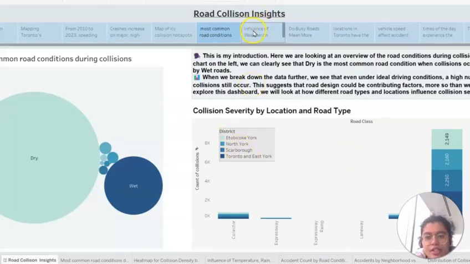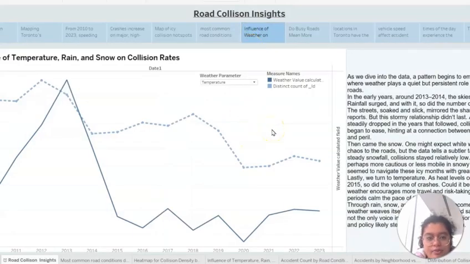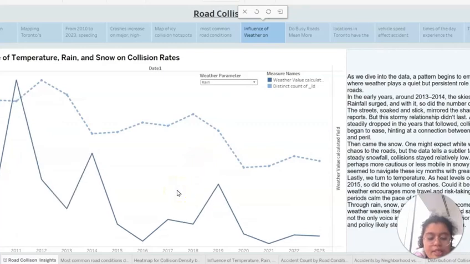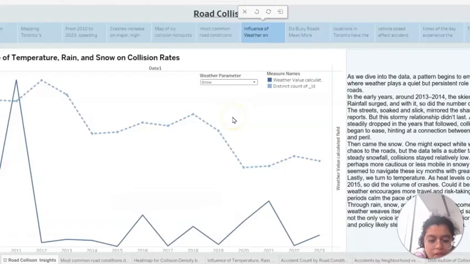Now we will go through the influence of weather on collisions. We have tracked the collisions alongside the weather trends from 2010 to 2023. From 2012 to 2014, more rainfall meant more collisions. But as rain declined, so did the collisions, suggesting a strong link between wet weather and road danger. With snow, however, the collisions did not rise as much, likely because drivers are more cautious about driving.